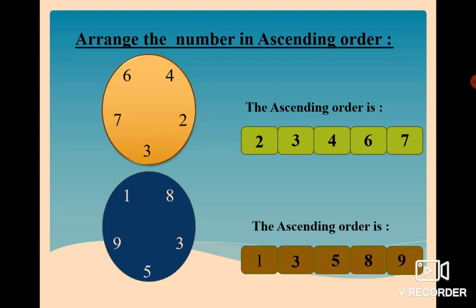We arranged the numbers 1 to 9. Here 1 is the smallest number and 9 is the biggest number here. We arrange the numbers smallest to biggest. Smallest to biggest. It is called ascending order.